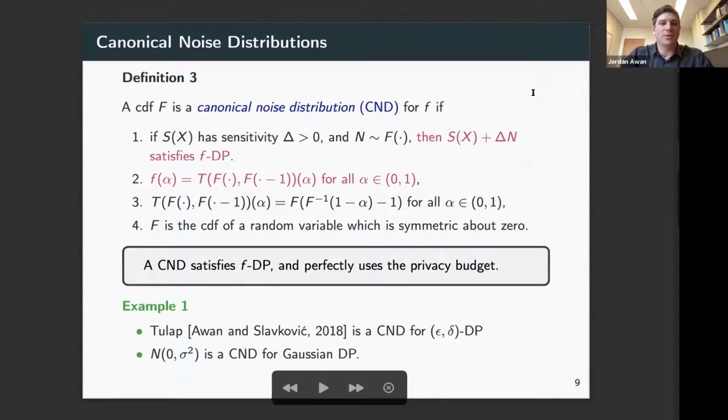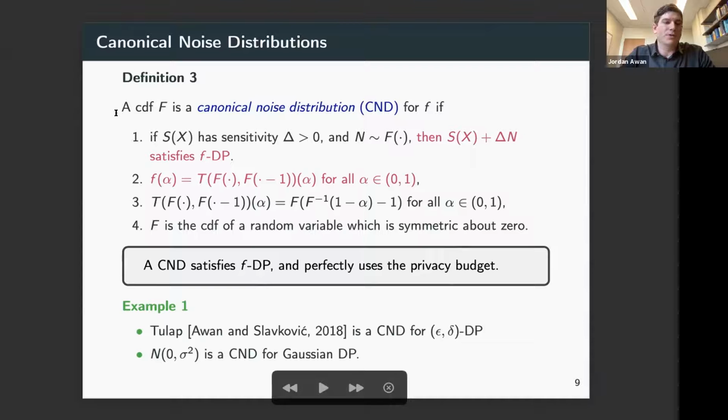It turns out the concept to formalize that is the canonical noise distribution. The conditions are a little technical, but in this box here, the basic idea is that adding CND noise needs to, one, satisfy f-DP. That's the minimum. But also we want it to perfectly use the privacy budget. And that's something that Laplace and Gaussian do not do.